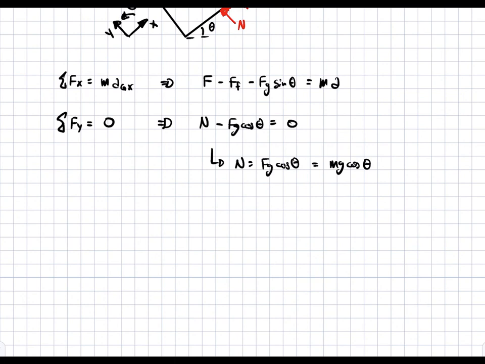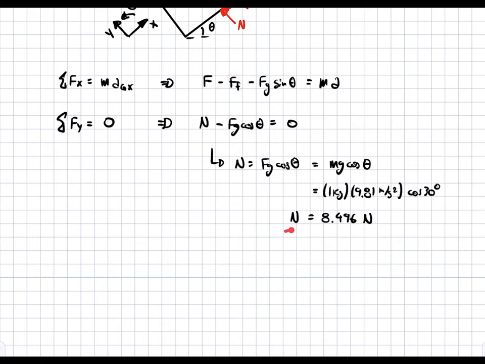Which is going to be equal to 1 kilogram times 9.81 meters per second squared times cos of 30 degrees. So N equals 8.496 newtons.